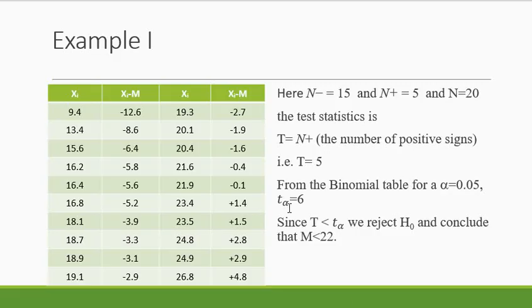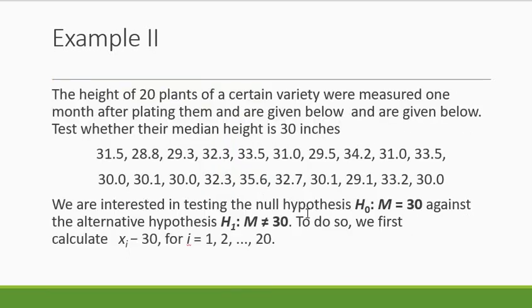So T alpha is equal to 6. Since T is less than T alpha, we reject the hypothesis and conclude that m is less than 22. So here T is 5, which is less than 6. So we reject the hypothesis and conclude m is less than 22. So that's a one-sided test. Here there is another example in which we have to test the hypothesis H0: m equal to 30, against H1: m not equal to 30.